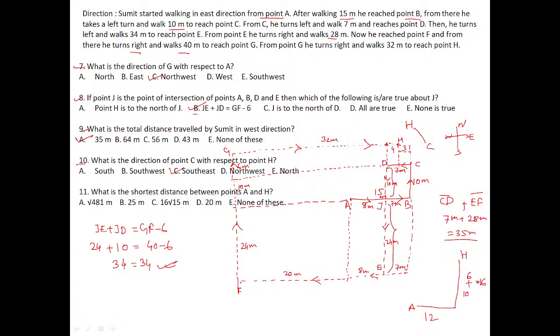Now you have to just take the shortest possible path here, that is this path, right? So AH is the square root of 12 square plus 16 square, which gives us 144 plus 256, which gives us the square root of 400, which gives us 20 meters as the answer. So option D is the answer here, question number 11.